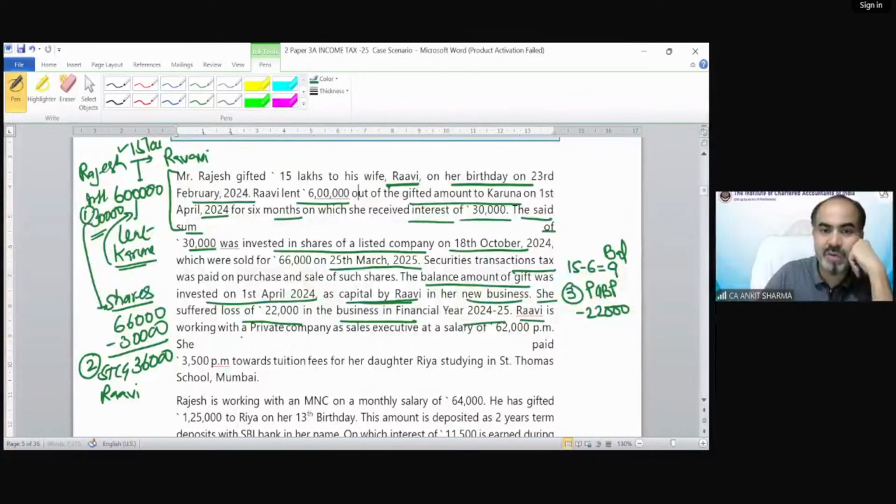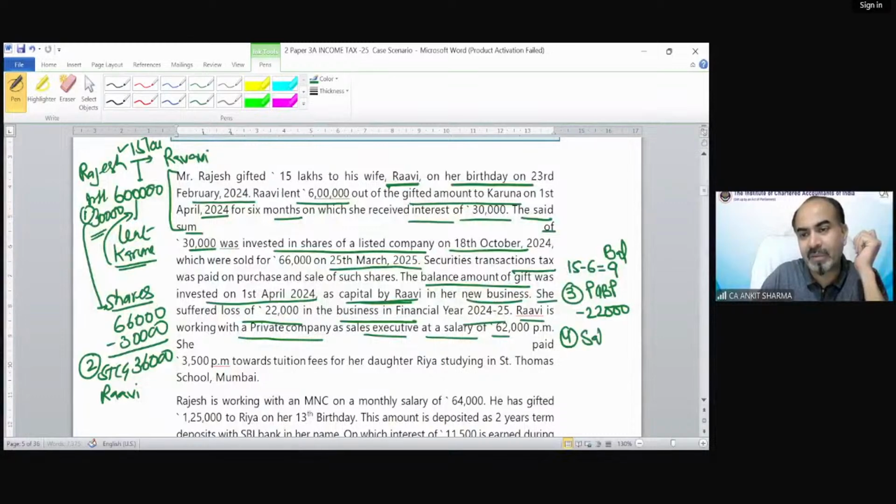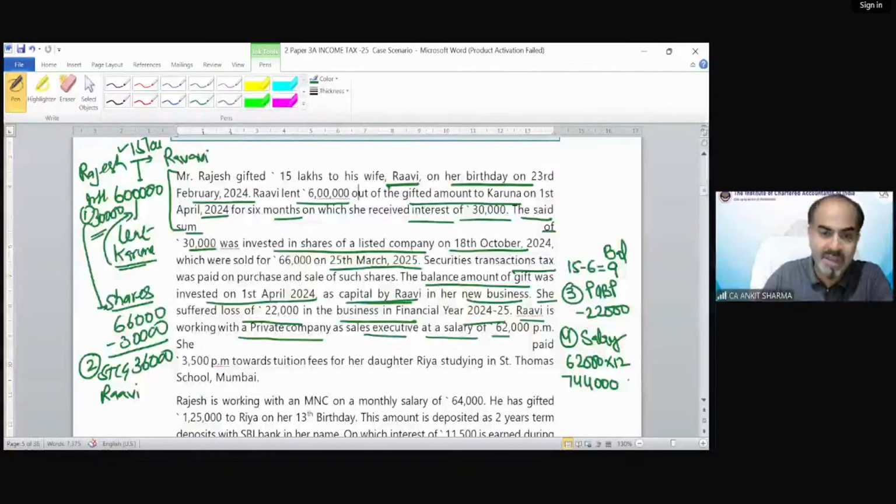Now Ravi is working with a private company as an executive at a salary of 62,000 per month. So now the fourth income of Ravi is salary income, that is 62,000 per month multiplied by 12, so that Ravi's salary would be 7,44,000. Standard deduction we will see, whether we need to calculate tax as per default tax regime or normal.